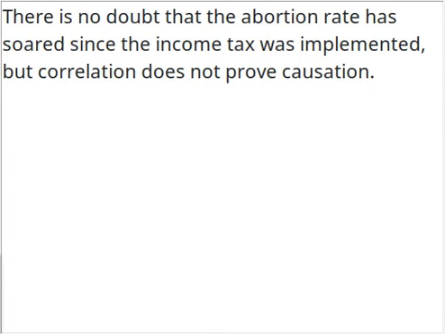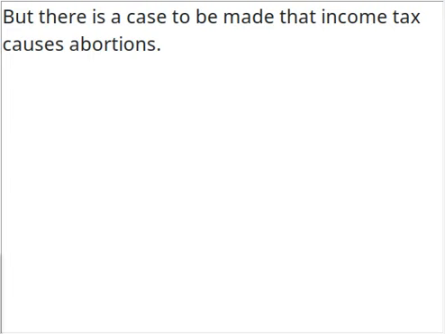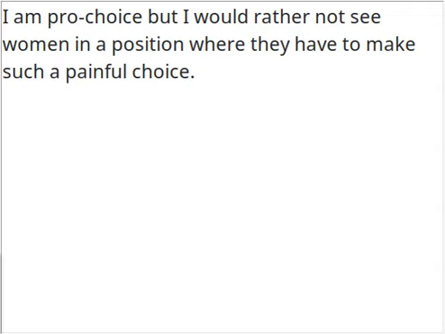There is no doubt that the abortion rate has soared since the income tax was implemented. But correlation does not prove causation. But there is a case to be made that income tax causes abortions. I am pro-choice, but I would rather not see women in a position where they have to make such a painful choice.